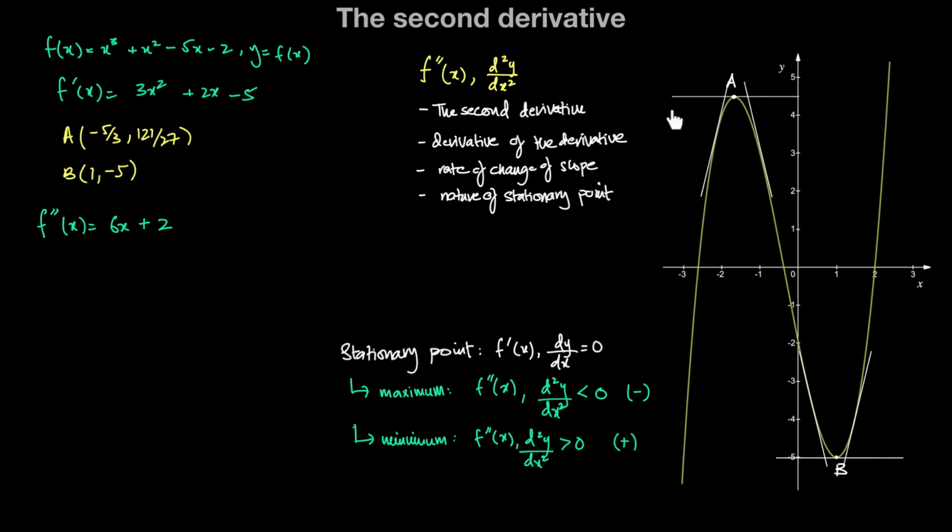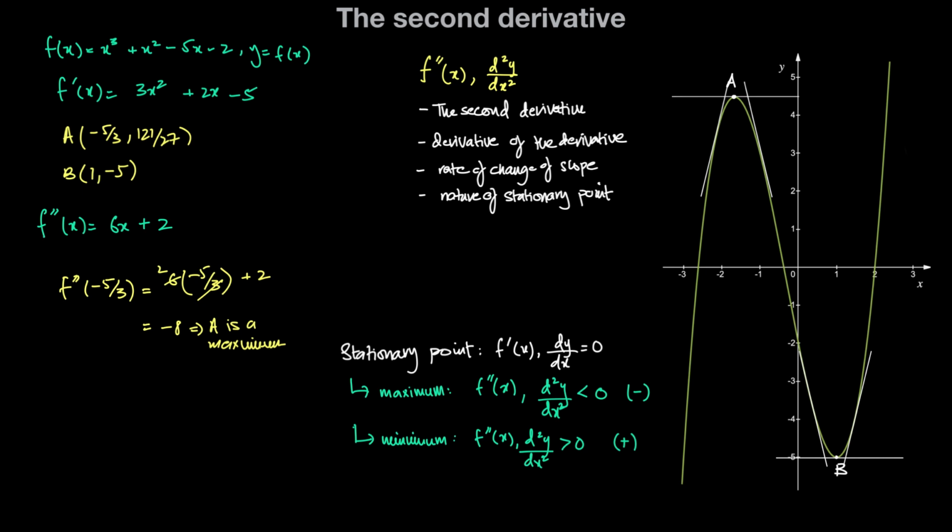Now we want to show that A is a maximum point and that B is a minimum point. So let's evaluate the second derivative at the point A. We know the x coordinate of A is negative 5 over 3. So we're going to evaluate the second derivative at negative 5 over 3. And what we get over here is 6 times negative 5 over 3 plus 2. And what we have over here is 2 times negative 5 plus 2, so that is negative 8. So here we can see that the second derivative is negative. If the second derivative is negative at the point A, that means that stationary point is a maximum point. So therefore, we can say that A is a maximum point. Or we can say that A is a maximum.